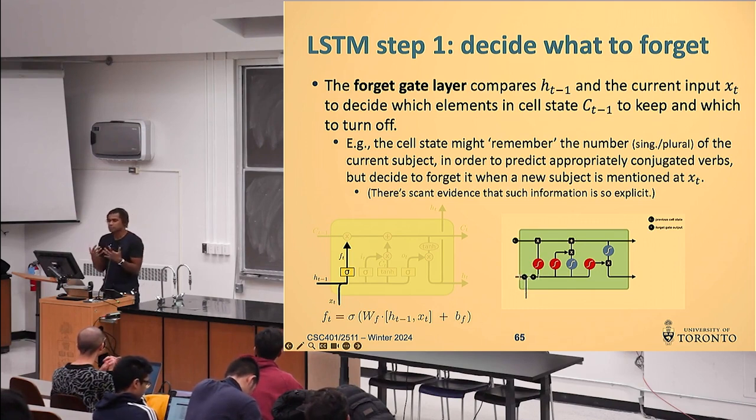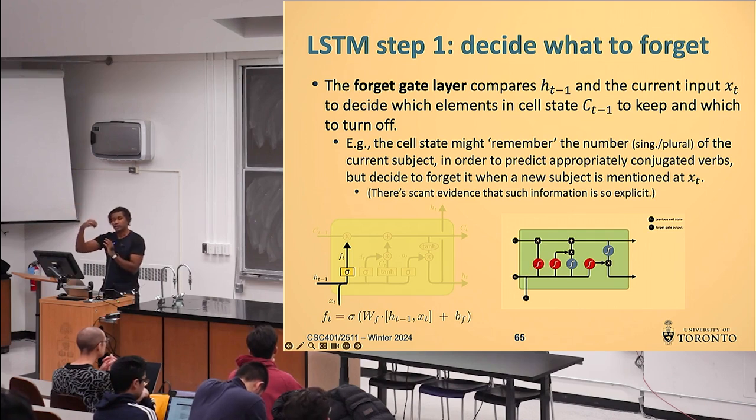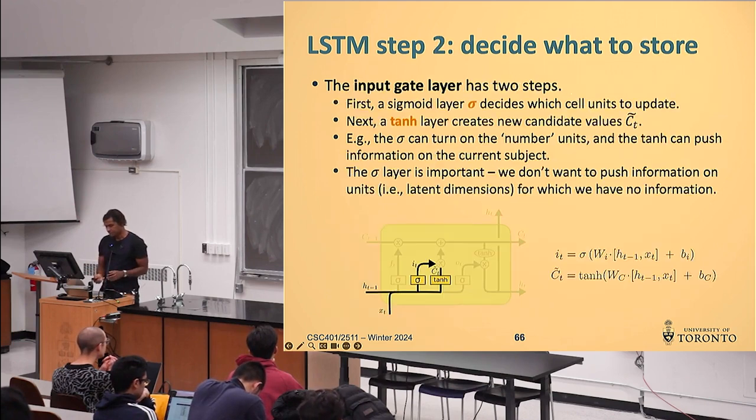This is just an example for illustration, but it's neural networks, so it's not that explicit or deterministic. But the role of the forget gate is to take in the current input with the previous hidden state, and then output the forget vector of whatever we want to forget.